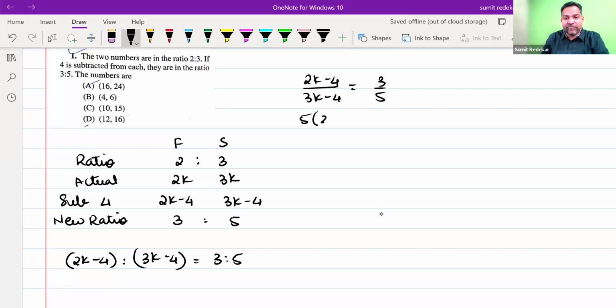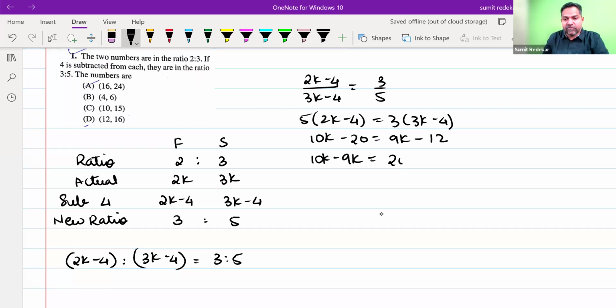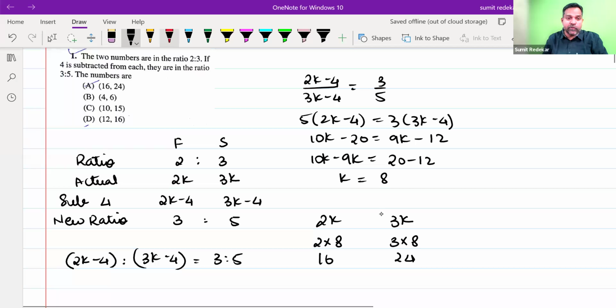Cross multiply. 5 times (2k minus 4) is 3 times (3k minus 4). 5 2s are 10k, minus 5 4s are 20; 3 3s are 9k, minus 3 4s are 12. 20 there, 9k here, 10k minus 9k is 20 positive, 12 negative, k is equal to 8. What are the two numbers? The two numbers are 2k and 3k. That's 2 into 8, which is 16, and 3 into 8, which is 24. So your answer to that question is going to be A, 16 and 24.